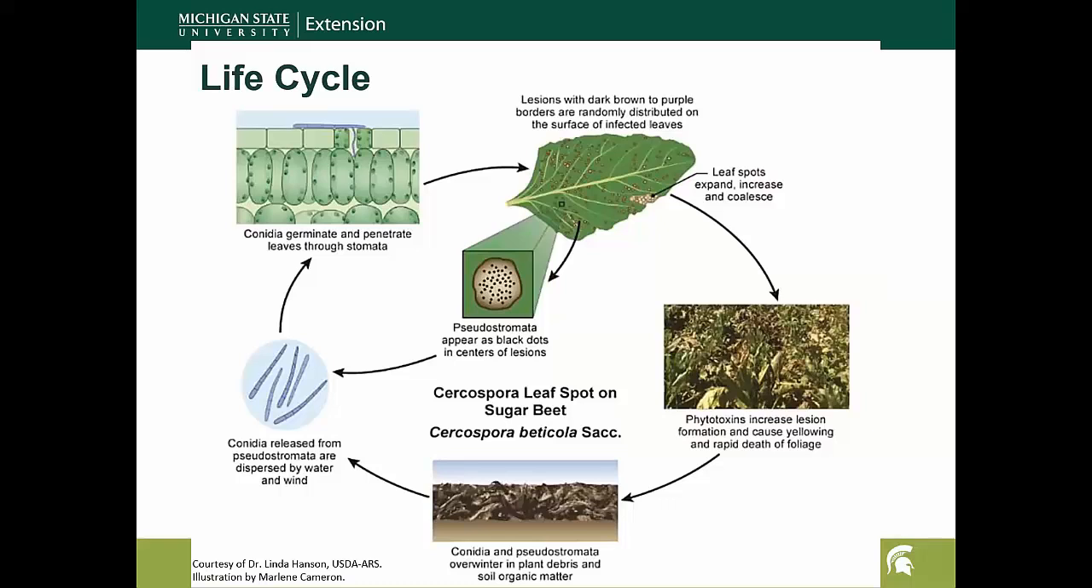And it'll grow asymptomatically like that for about 10 to 14 days, at which point you'll see a new Cercospora lesion form. Within that lesion, you'll see new pseudostromata that are formed, and then from those pseudostromata, the fungus will make more conidia, which can then infect more leaf tissue, and the disease will continue to cycle like this throughout the season. So then at the end of the season, those infected leaves will be left in the field and serve as inoculum for the next season.